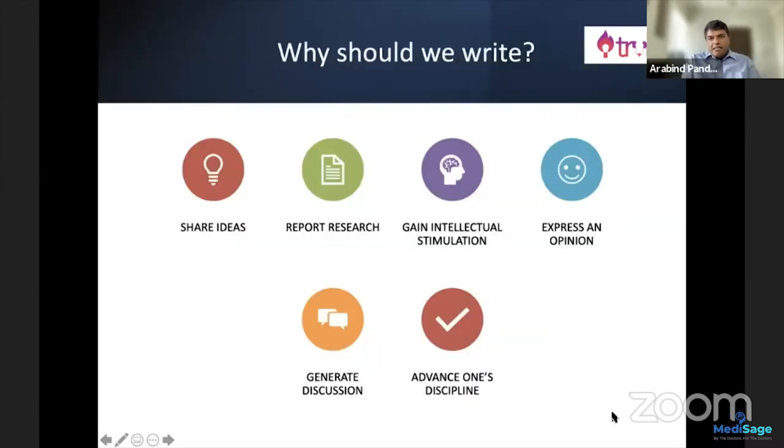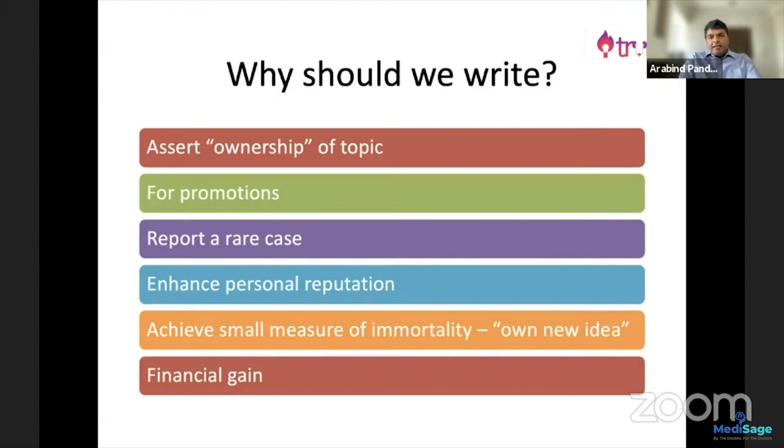So why should we write? We should write to share ideas, to report research, gain intellectual stimulation, express an opinion, generate discussion, and of course, advance one's discipline. And again, if we break it down, we write to assert ownership of a topic, for promotion, of course, publish or perish. Sometimes you have a rare, very instructive case, and you will report that case. We enhance personal reputation with writing and achieve a small measure of immortality, like you own a new idea. And finally, if you do write a blockbuster, you have financial gain.